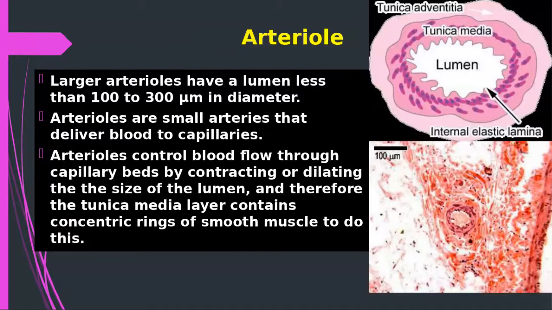Then you will have arterioles. Larger arterioles have a lumen of less than 100 to 300 micrometers. Arterioles are smaller arteries that deliver blood to capillaries, and they control blood flow through capillary beds by contracting or dilating the size of the lumen. So basically you just have to remember that arterioles are smaller arteries that deliver blood to capillaries. And again, they also have three layers.